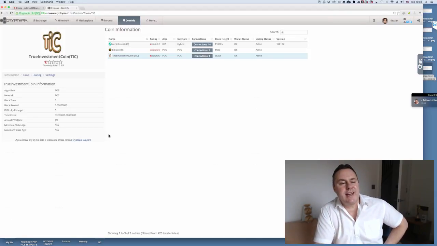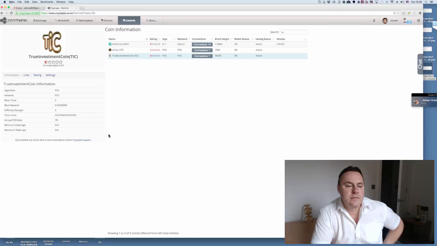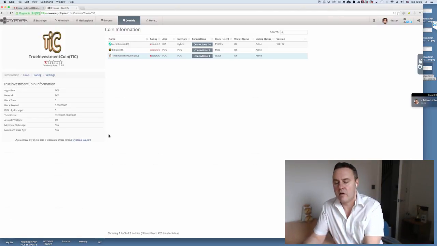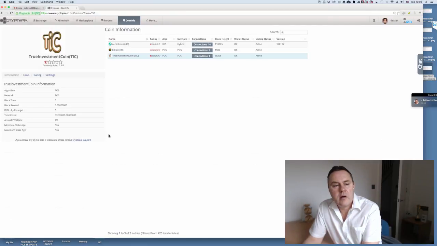True Investment Coin, TIC, is obviously a real coin, a proof of stake coin. It's obviously on a real exchange, so that's a good start. Yes, but Adrian, there is a very important point, because this system cannot be implemented on Bittrex for Foilcoin. Why? Because Bittrex does not allow internal direct transfers between members.